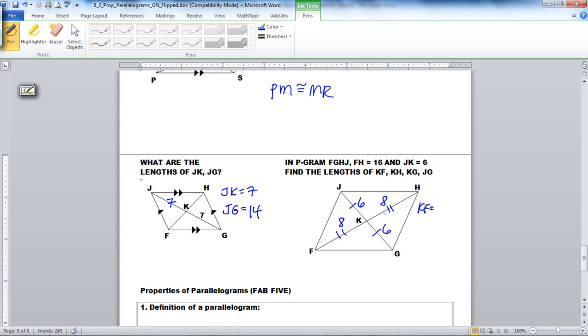And then it asks for KF. So I just have to find it on the figure. KF, okay, that's 8. KH is that part, so that's 8. KG, that's this part down here, that's 6. And then JG, this part over here, that whole thing is 12.